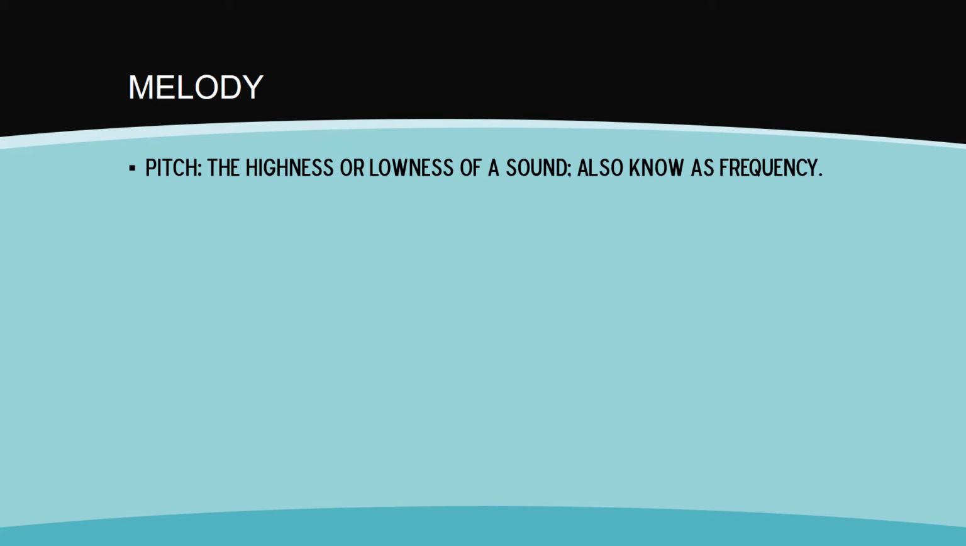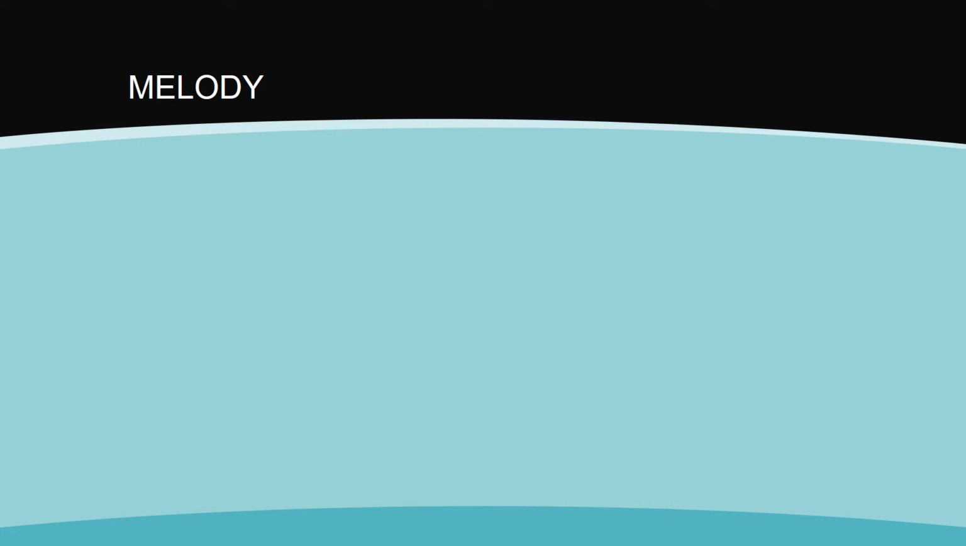In order to describe melody, we need to learn the basic terminology that is used for defining the elements of a melody. Pitch describes the highness or lowness of a sound. It can be described scientifically as frequency. In order to understand frequency, we first have to understand a little bit about sound waves.